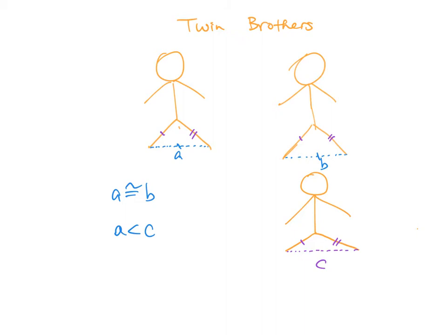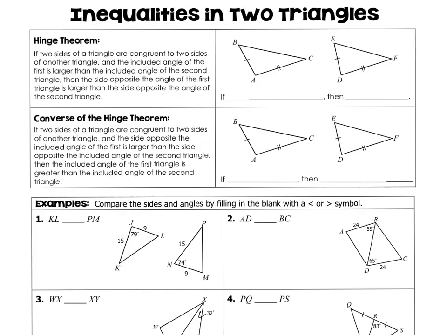Because he split his leg bigger, the distance between his two feet, which is C, is much longer than the distance between his brother's, which is A. So that's what the Hinge theorem says. The Hinge theorem says that if in a triangle, actually, let me flip to the next page. So we studied inequalities of one triangle, and the Hinge theorem is about inequalities of two triangles, when we compare two triangles together.